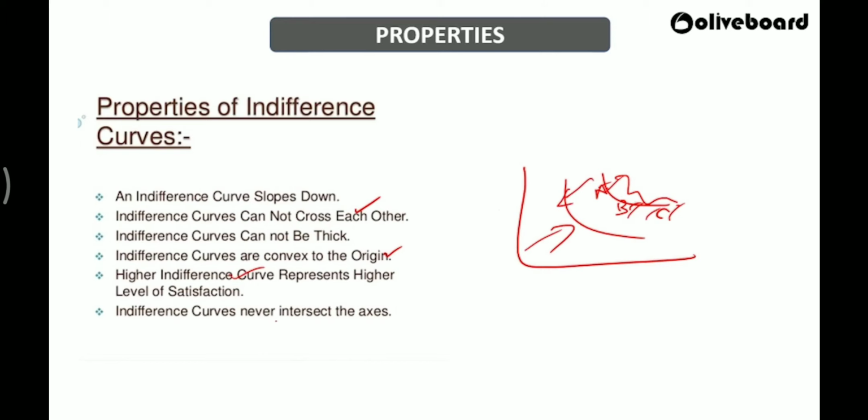That's why an indifference curve can never intersect the axis. It won't touch the axis. Why? Because if it touches here, it means y is 0. If it touches here, it means x is 0. It can't be. Why? Because it is always a combination of how many products? Two products. It has to be a combination of two products. So it cannot touch the axis, because if it touches the axis, one product is 0. That never happens. So it cannot touch the axis.